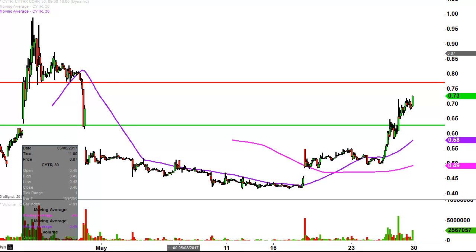All in all, though, as long as the price keeps on building those higher bases like it's been doing, the chart's going to continue to take care of itself.